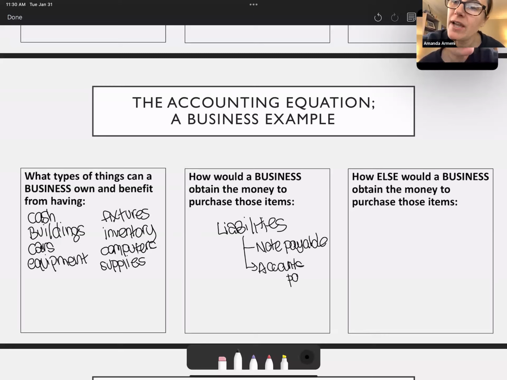So what you're going to find is that anything that has a payable on the end of it, right? These are liabilities. This is basically saying that we're obtaining the items that we need, but we're not going to pay for them until later.